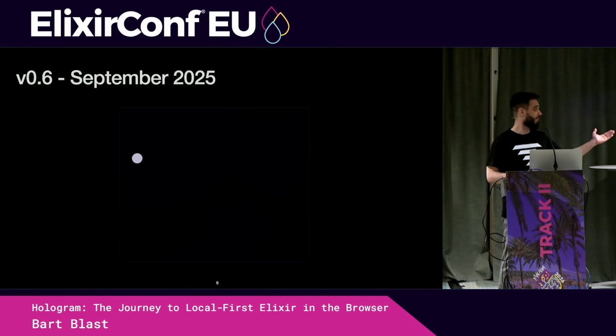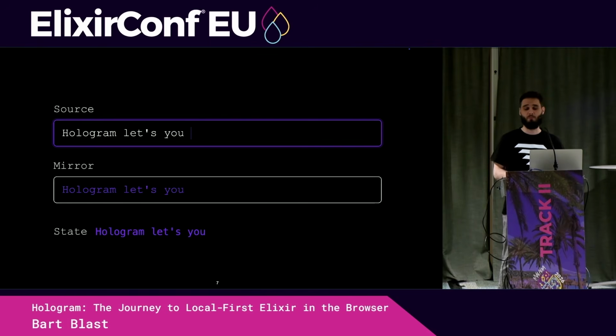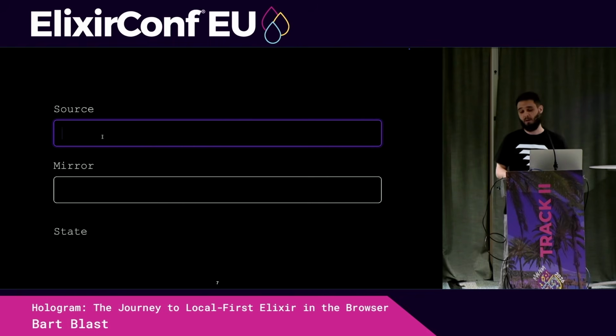See that bouncing ball? Version 0.6 introduced action scheduling. That animation is running at 60 frames per second, pure Elixir. But the big thing in this release was full form support with state-synchronized inputs. Remember this one from the start? Version 0.6 made it possible.